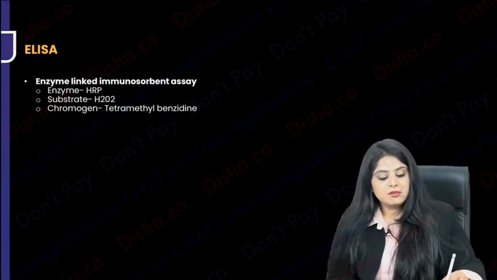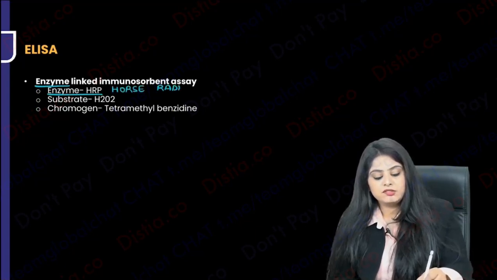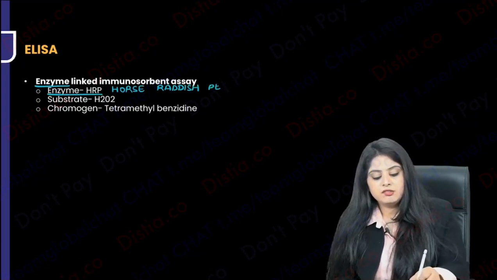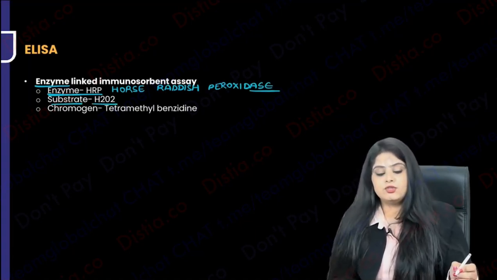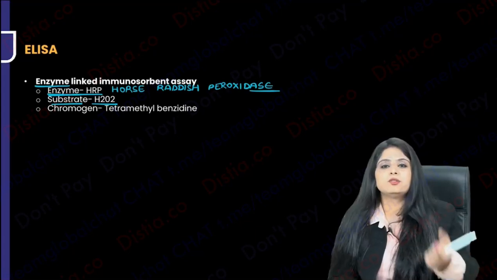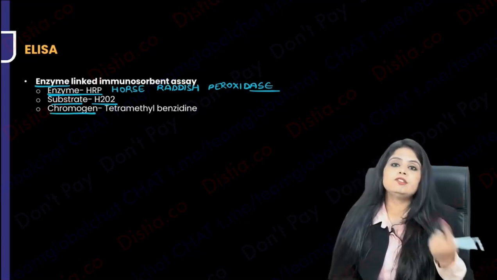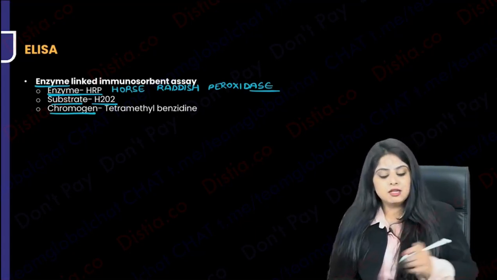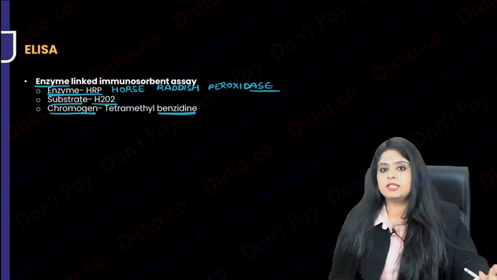In this, if you ask me what the enzyme is, it is HRP. If you want to know the full form, it is horseradish peroxidase. Peroxidase tells me that yes, it is an enzyme. Then you have a substrate called hydrogen peroxide, H2O2. Enzyme will always break something, na? So what is the substrate? That is H2O2. And in the end, how will you get to know whether the test is positive or negative? You should have some color. So the color is some form of benzidine that is used. Over here they are using tetramethyl benzidine.